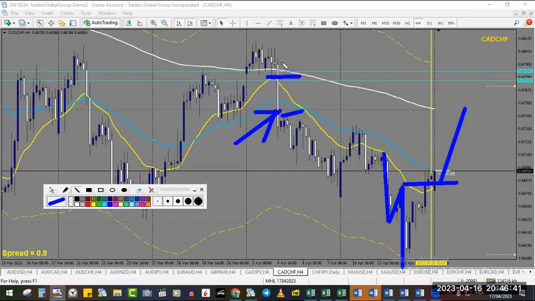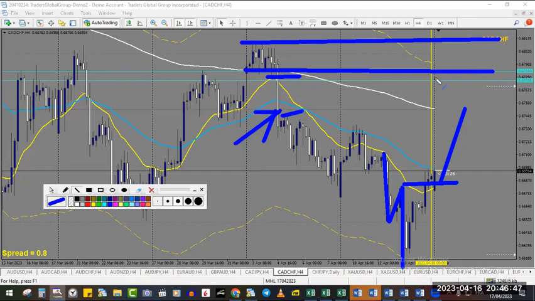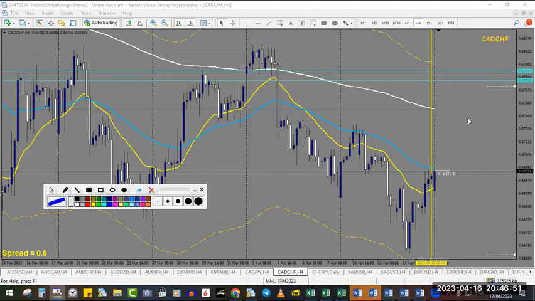And when it arrives here, it's an untouched zone of supply, this one. And I would really expect the price to have some kind of a short-term rejection here, which might be good for day trading. You just have to be fast and catch the change in trend on the 15-minute chart.